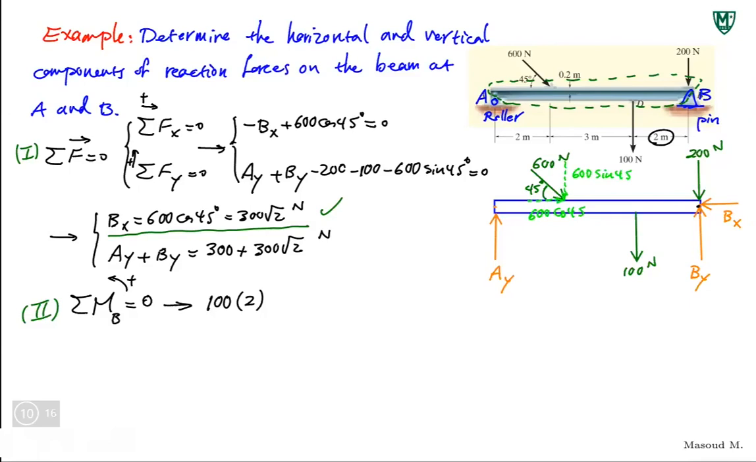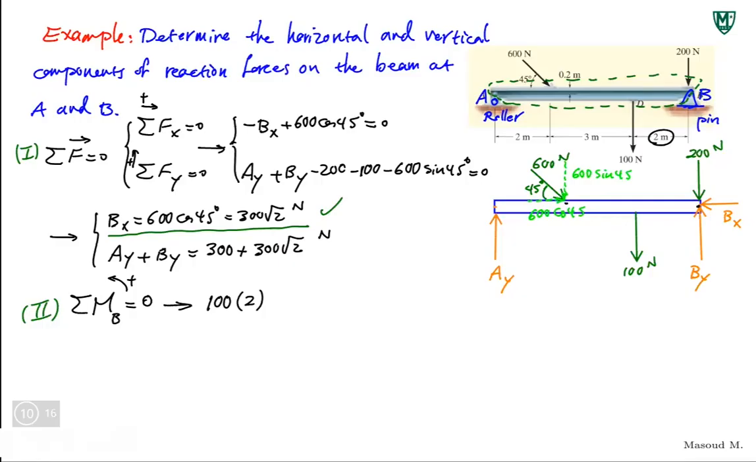Going to 600 newtons. 600 cosine 45 has no moment about point B because its line of action passes through B. I didn't draw it properly. This force should have been all the way up to here. So these components are exactly in the middle of the beam. We're assuming that the beam is just a line. There's no thickness. We're not given any thickness. So 600 cosine 45's line of action passes through point B. I don't need to be worried about that.